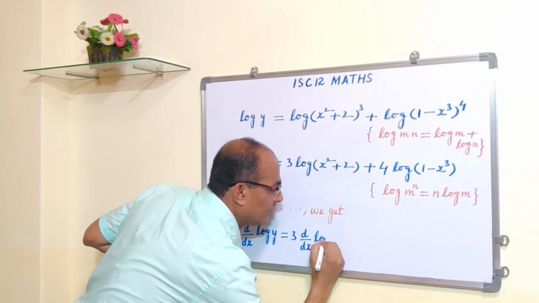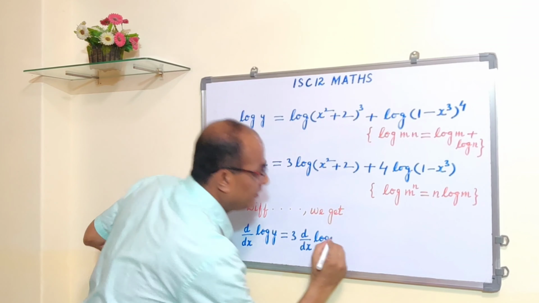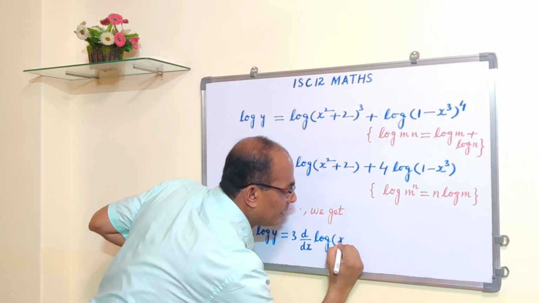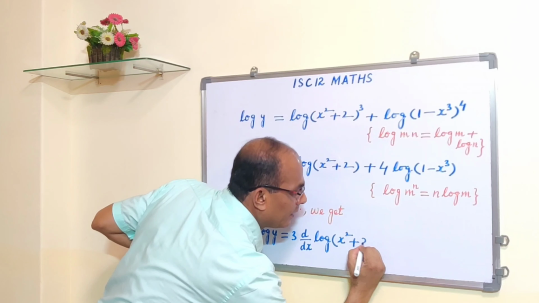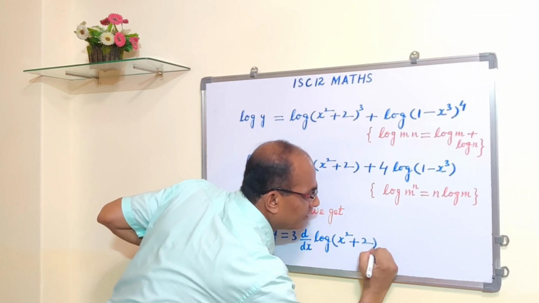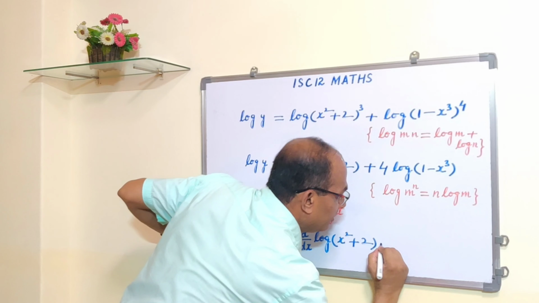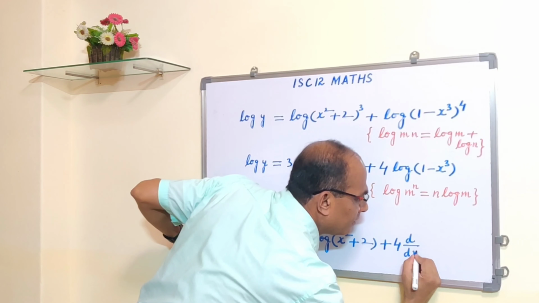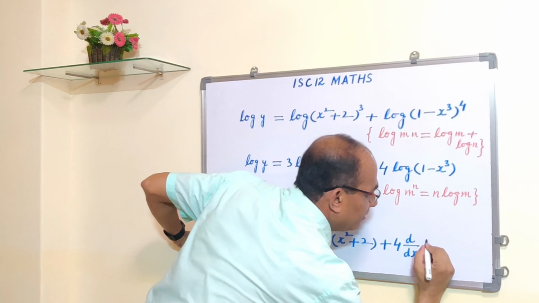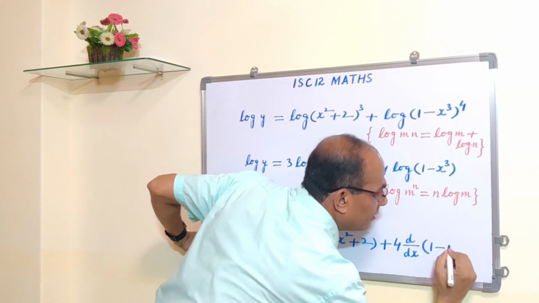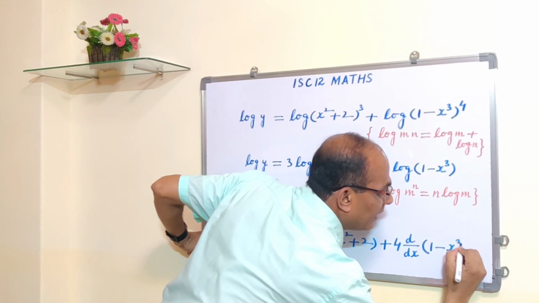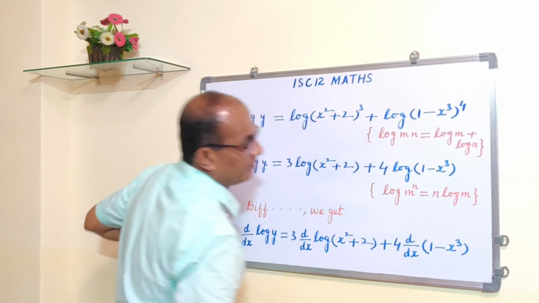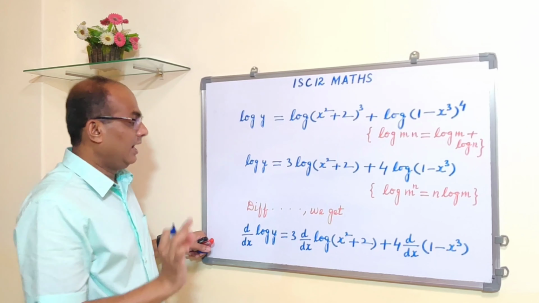And d/dx of log (x square plus 2) and plus 4 d/dx of log (1 minus x cube). Fine. I have only written d/dx. I didn't do anything. 3 we are keeping aside, 4 we are keeping aside.